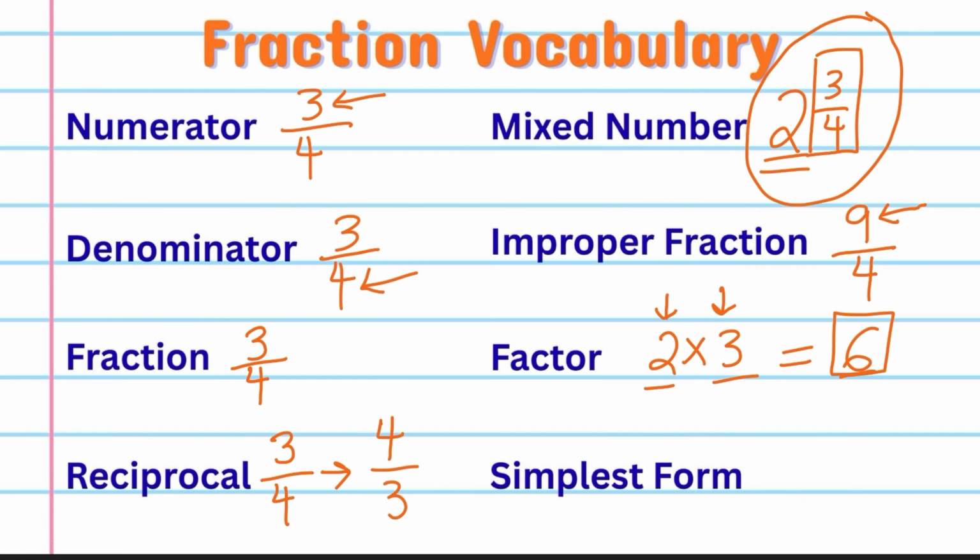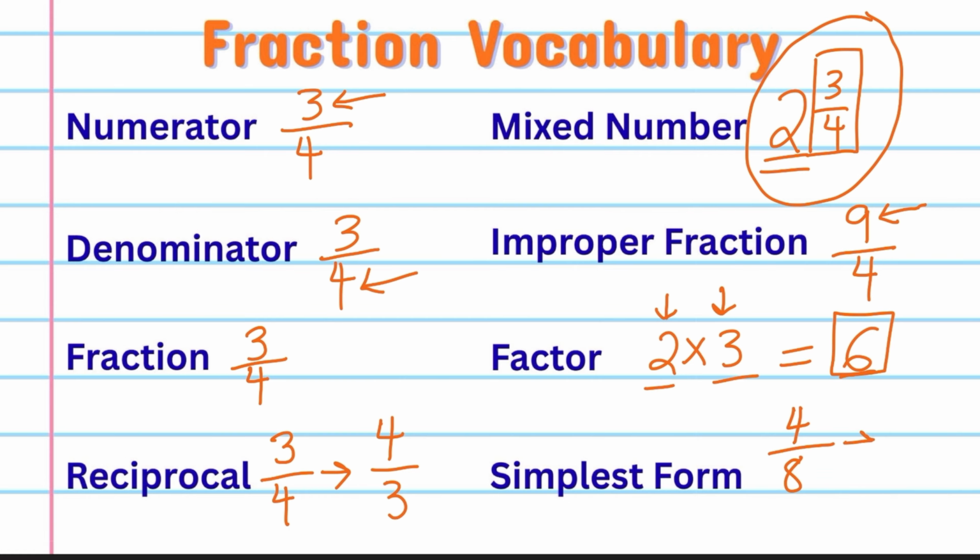And last but not least, simplest form. When we say simplest form of a fraction, first of all, you're going to always want to simplify all of your fractions. Well, what do we mean by simplest form? All that means is, let's look at 4/8. Does 4 and 8 have a number in common or have a factor in common?